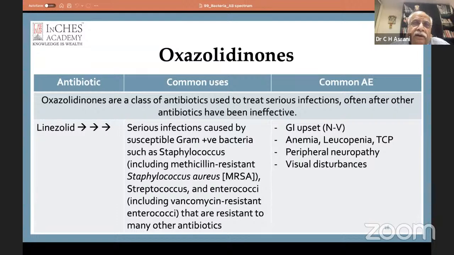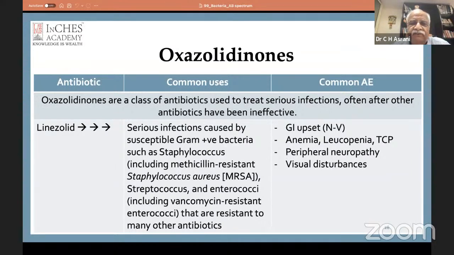Oxazolidinones, very nice antibiotic. I'm happy that it has still not come under abuse. They're a class of antibiotics used to treat serious infections, often after other antibiotics fail. I personally use it after drugs like amoxicillin, clavulanic acid have not worked.